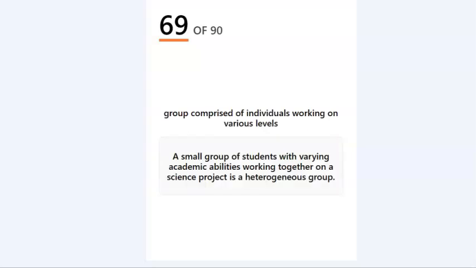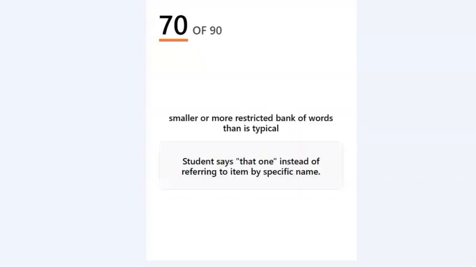Heterogeneous group, a group comprised of individuals working on various levels. A small group of students with varying academic abilities working together on a science project is a heterogeneous group. Limited vocabulary, smaller or more restricted banks of words than is typical. A student says "that one" instead of referring to an item by specific name.